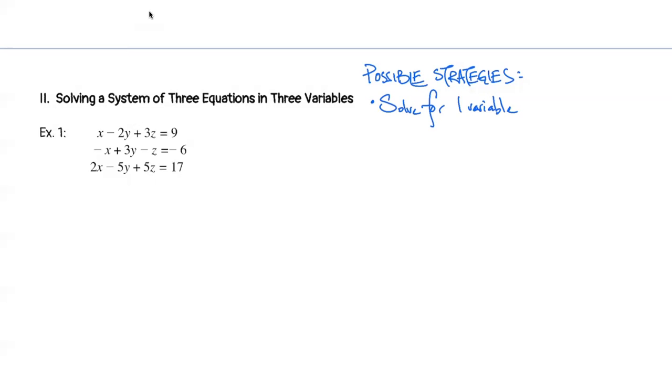What I did was put the first equation and then add the second equation to get just the y and z by themselves. And then I did the first equation plus the third equation to get another equation by itself.